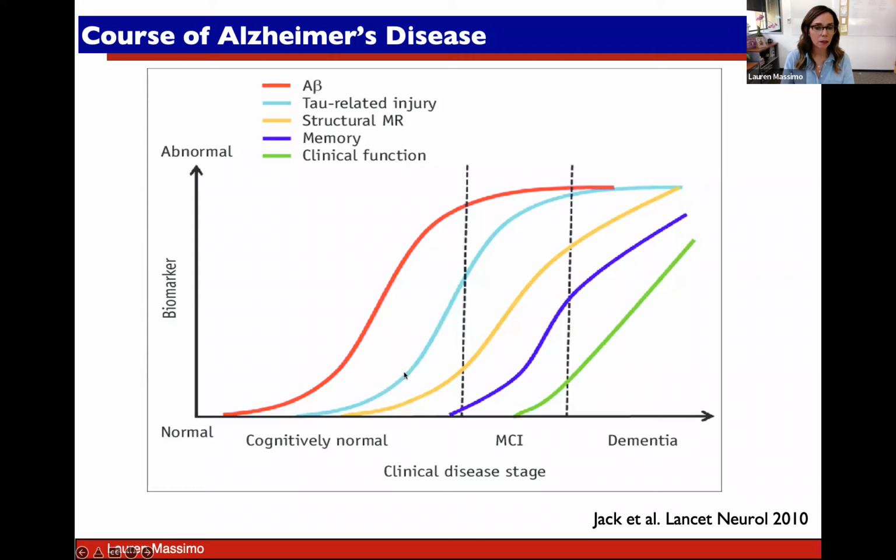So when we have a loss of neurons that happens in large numbers, we can see then changes on the MRI. So here are the changes on the structural MRI in yellow. And then we see the emergence of memory difficulty here in the purple.